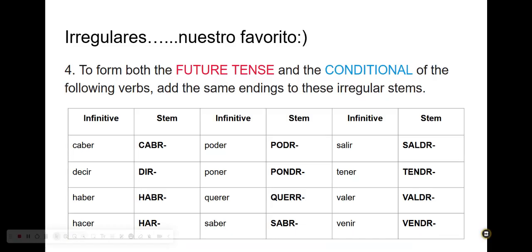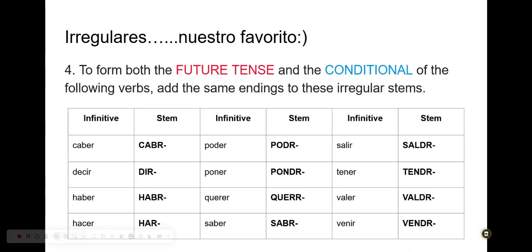Okay, so we do have irregulars in the future and conditional. We've got different stems for different things. So caber means to fit. Decir is to say or tell. Haber is like to have or is. Hacer, to do, to make. Poder, to be able. Poner, to put or place, querer, to want, saber, to know, salir, to leave or go out, tener, to have, valer, to value, and venir is to come. These are all of the irregular stems that we have, and it's the same for future and conditional.